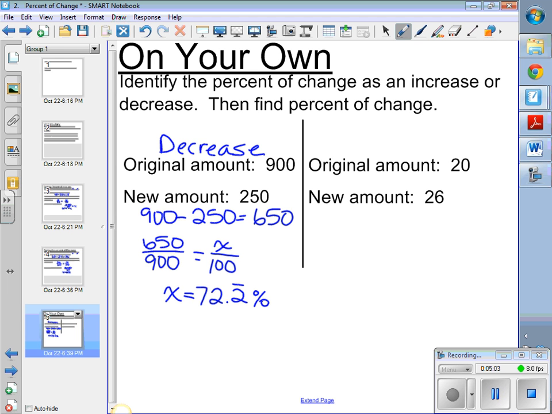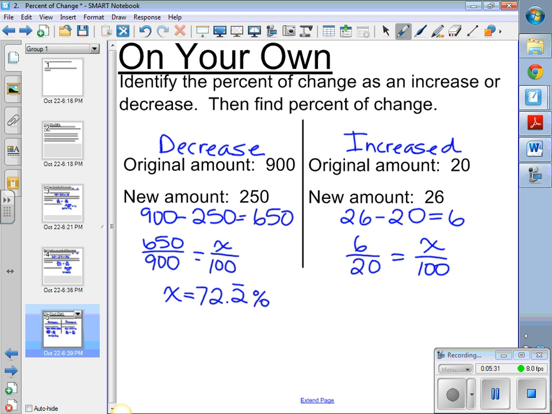decrease. Okay, the next one, we have an original amount of 20 and a new amount of 26. So we have increased. Okay, and our increase is 26 minus 20, so we've increased 6. And we do 6 over the original of 20, and it's X over 100. 6 times 100 divided by 20 gives us a 30% increase.